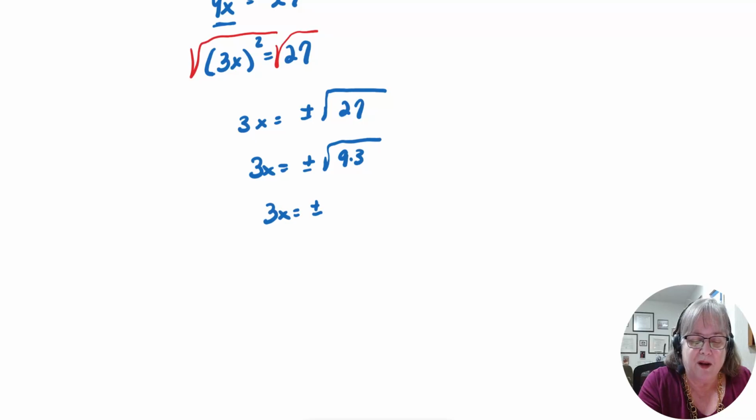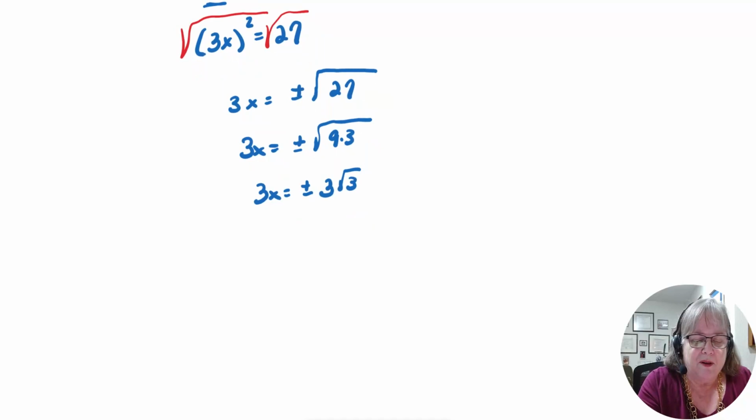What's the square root of 9? 3. What's the square root of 3? 3 inside here is prime, right? Doesn't reduce anymore. But I do want to see what is going on with just x, not 3x. So I'm going to divide both sides by 3. And x is plus or minus the square root of 3.